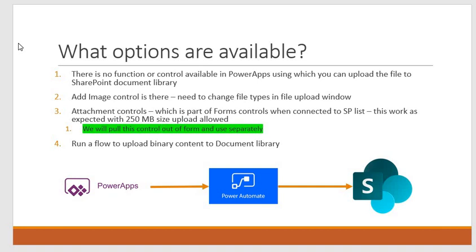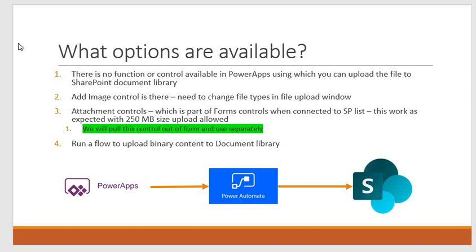But yes, there are a few controls. One is the add image control, using which you can get the image file from your file system. You can also attach other types of files, but you need to change the type from the file upload control to select the other type of file. So that is one drawback over there. And then of course you can use the binary which is added in that image control to upload to your backend data source.